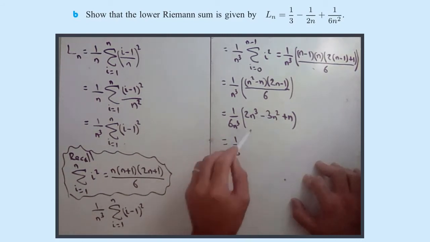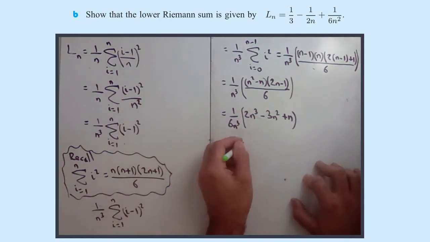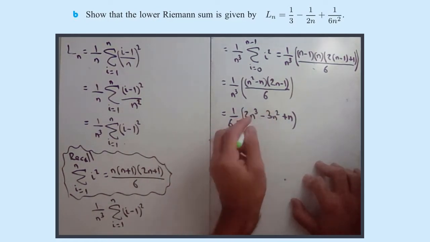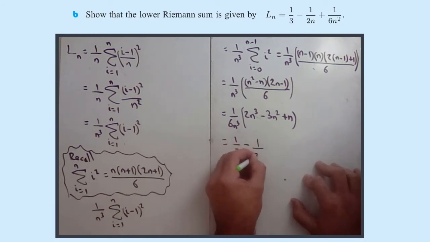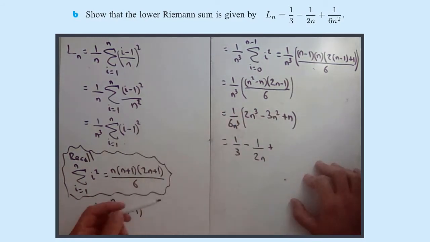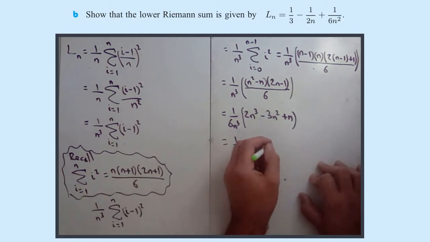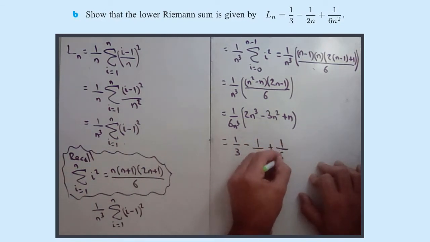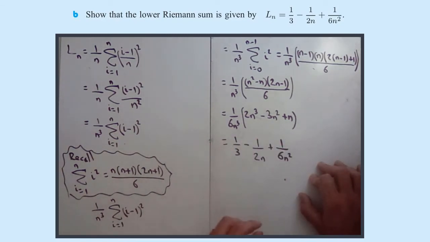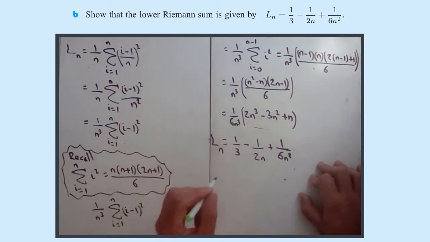And the second term, well, 3 over 6 is 1/2, n squared over n cubed is 1 over n. So it's minus 1 over 2n plus 1 over 6, n over n cubed is 1 over n squared, so 1 over 6n squared, and that is the lower Riemann sum.